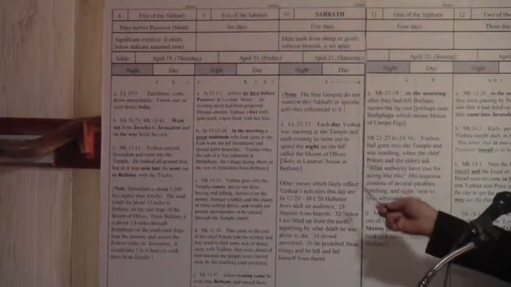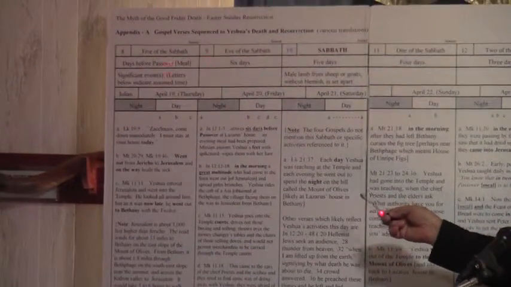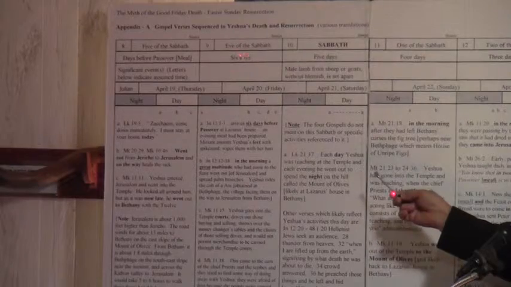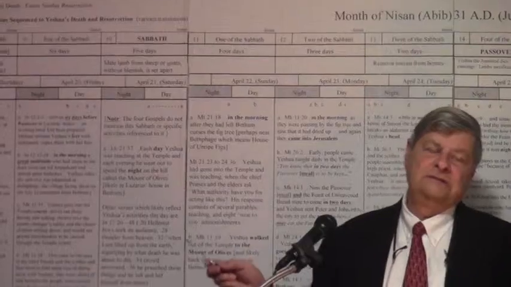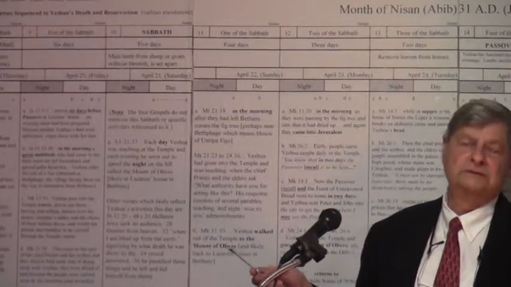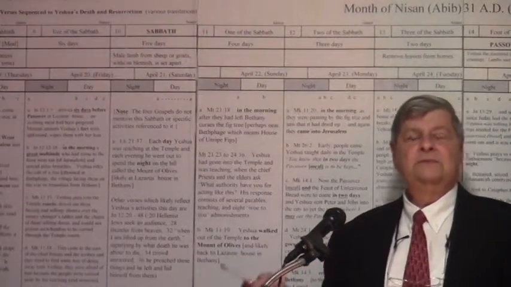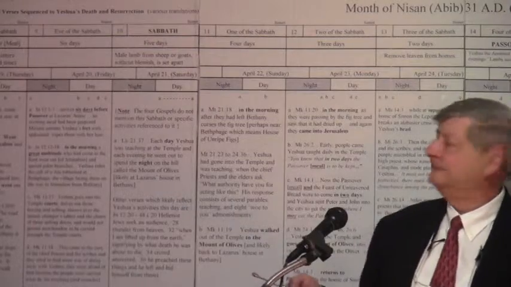Next day, now this is the five of the Sabbath, the eve of the Sabbath, the Sabbath, the one of the Sabbath, the two of the Sabbath. This is how they reckon days. They didn't have Monday, Tuesday, Wednesday, Thursday. They reckoned it by numbers. Those names for days were given by the Romans.